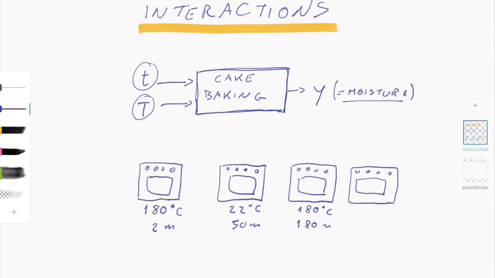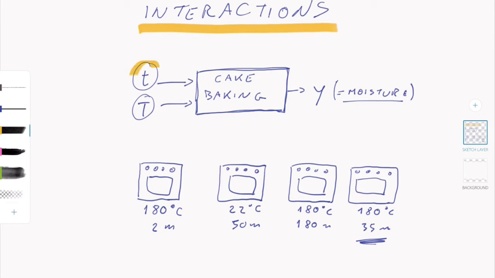Finally, suppose that we have 180 degrees for 35 minutes. Yes, this could work for us. Usually it works, 35 minutes, 40 minutes, something like that. Because this is a good combination of temperature and time. So, what are we learning from these four experiments?